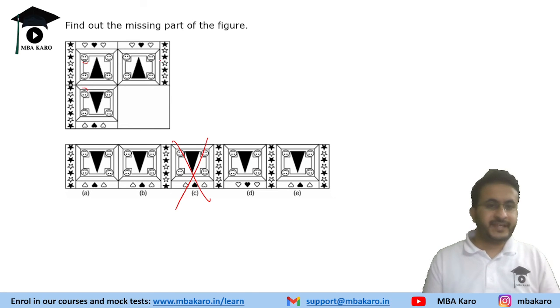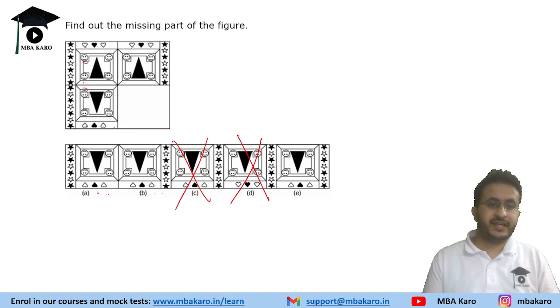Next thing we can see is these hearts. White, black, white, white, black, white. So it has to be white, black, white, and inverted hearts. White, black, white, white, black, white. These are non-inverted ones, so we can eliminate this also. Next, we have to see the stars.